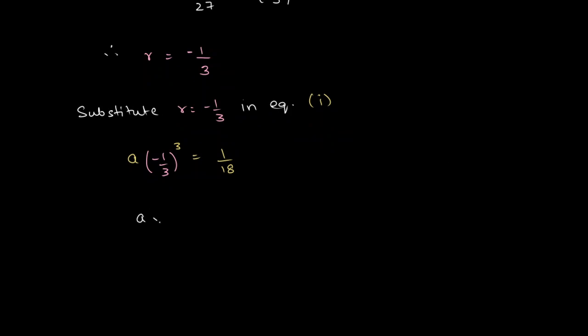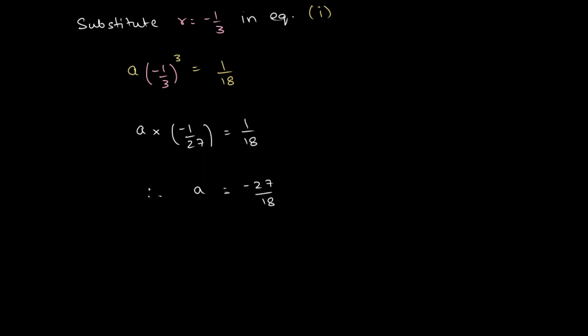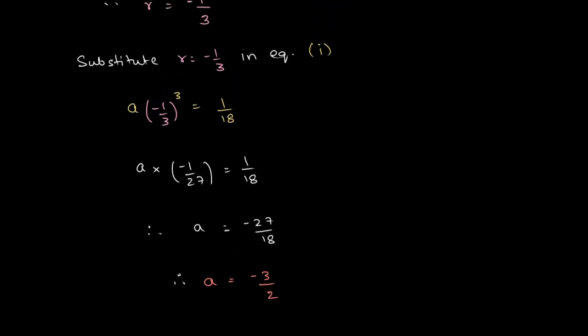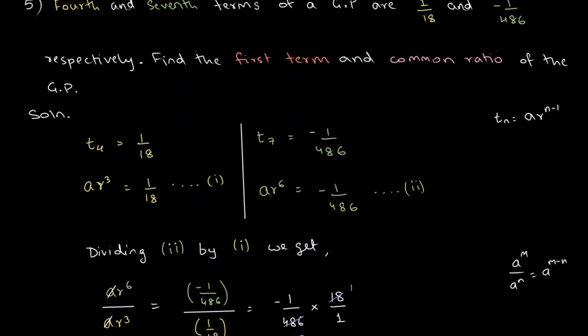So a into negative 1 upon 3 cubed, which gives negative 1 upon 27, is equal to 1 upon 18. Rearranging these terms, I get a is equal to negative 27 upon 18, right? If you notice, this is 9 twos and 9 threes. So on simplifying this, I get a is equal to negative 3 by 2. Alright, so there we have it. We have the value of the first term and the common ratio, and that is what was asked in the question.